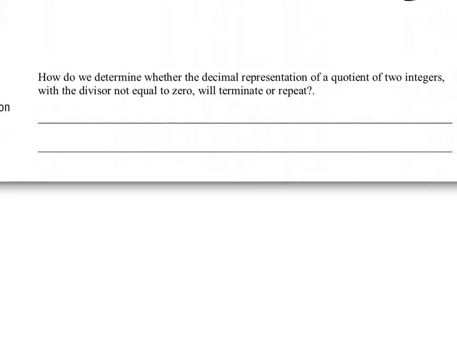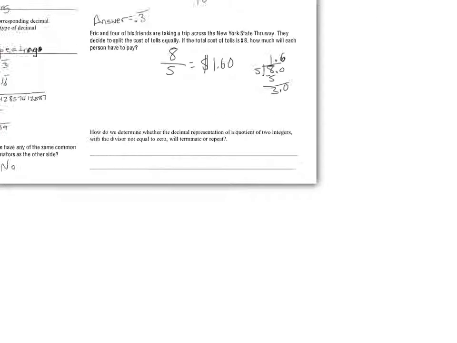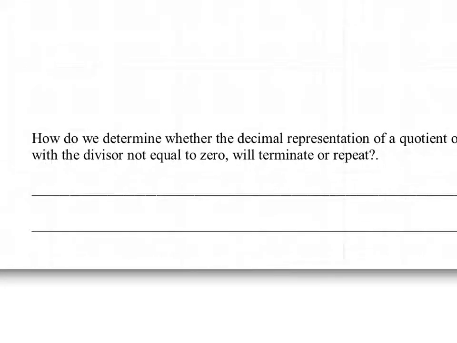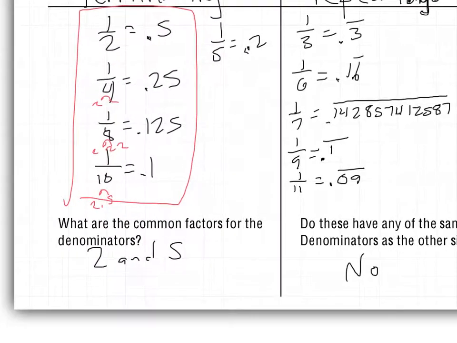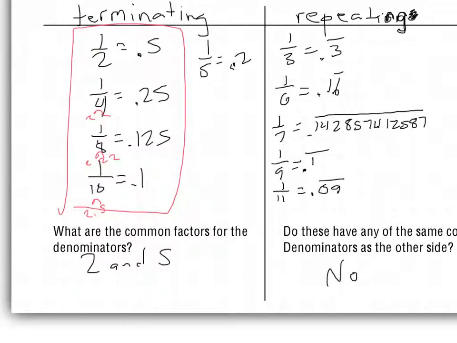Alright, so this is just the last piece. Coming back over here to what we thought about earlier, what did we say determines whether a decimal representation of the quotient of 2 integers, with the divisor not equal to 0, will terminate or repeat? So just quick here. How do we determine whether a decimal representation will terminate or repeat?